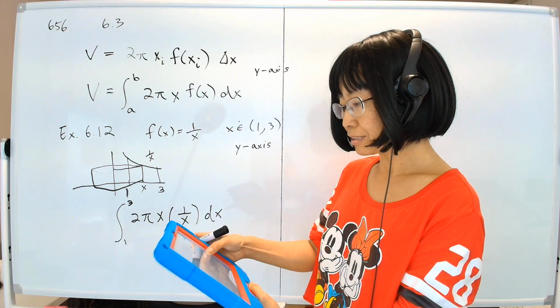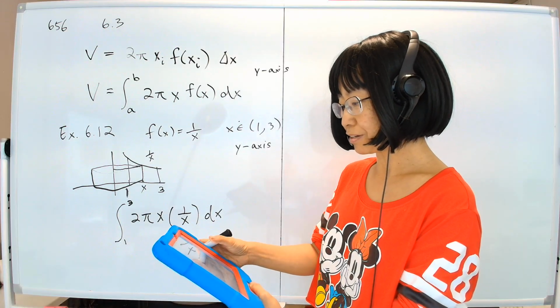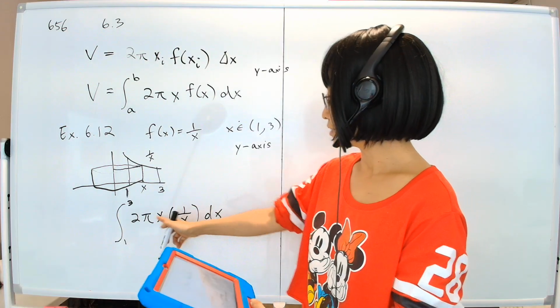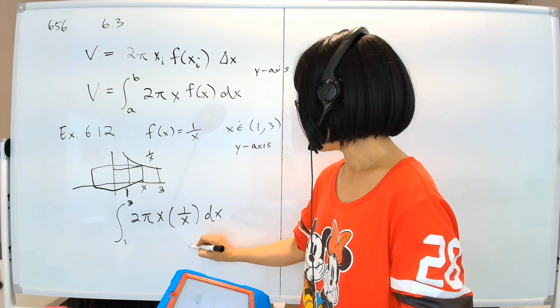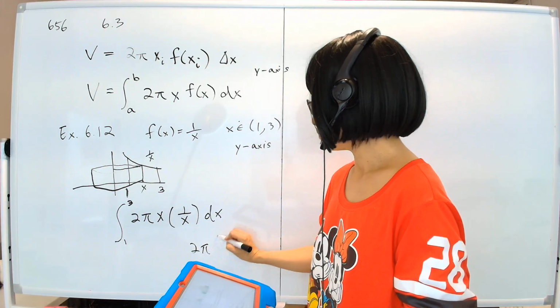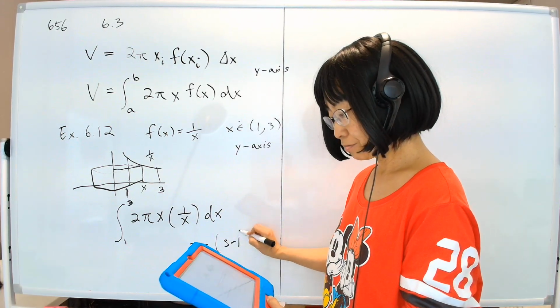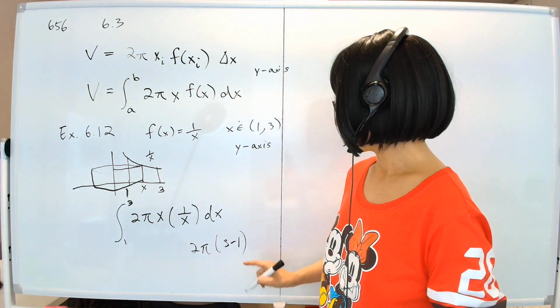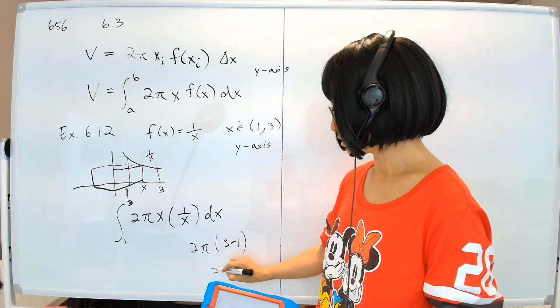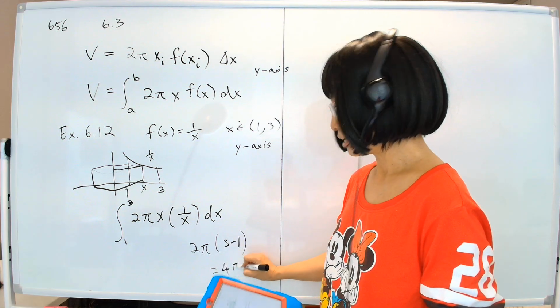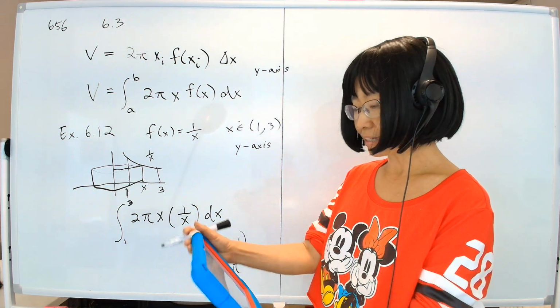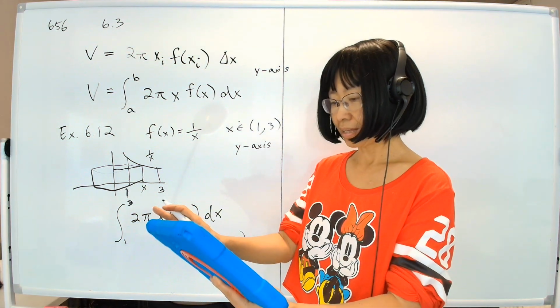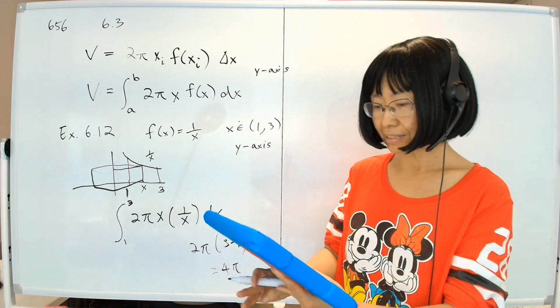In this case, it turns out to be a very simple integration, because the x's cancel out. So then you only have 2 pi times 3 minus 1, which is 2, so the answer is just 4 pi. This is a very quick problem to integrate. All right, so that's that.